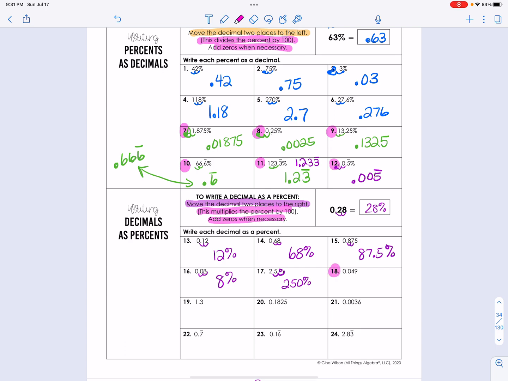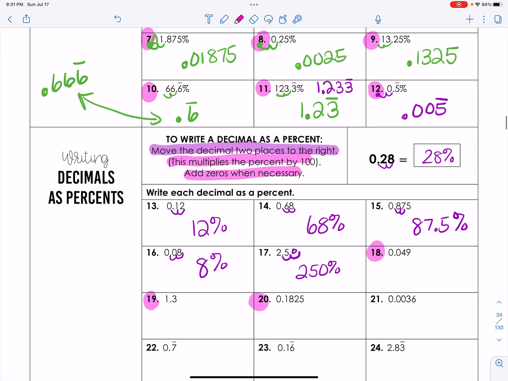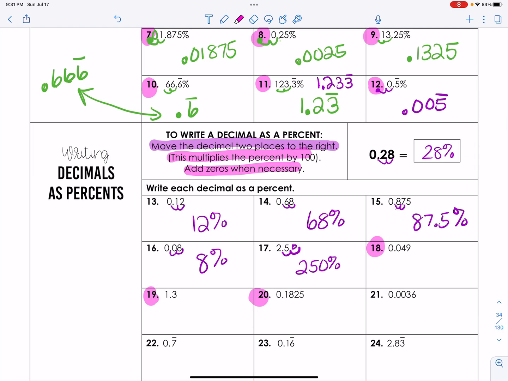So I would like you to do 18, 19, 20, and 21. I would like you to do those ones, please. Move this 2 places, and it's 4.9%. 2 places, it's bigger than 1, so your percentage is bigger than 100. This, move it 2 places, would be 18.25%. Move it 2 places would be 0.36%.